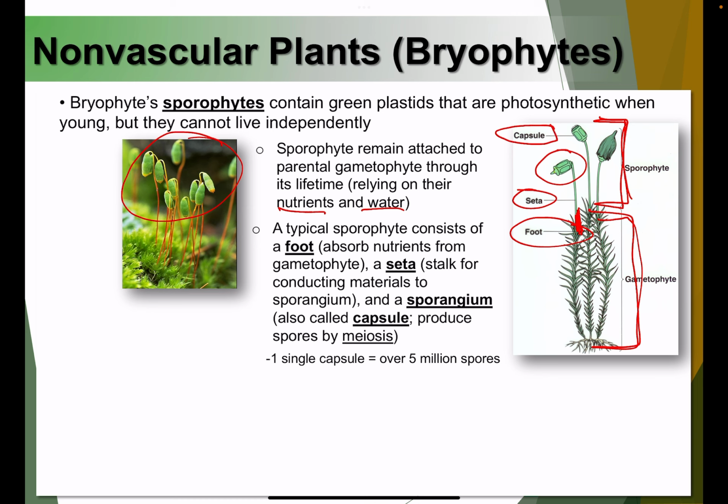Each capsule can produce spores by meiosis. Interestingly, one single capsule can produce over 5 million spores. This goes back to our concept from the very first chapter, chapter 22, where we talked about how species tend to overproduce offspring in order to survive in the environment, because that allows for some of them to die off. Even if some of them die off, you still have a good population size for the species to survive. So this goes with that.